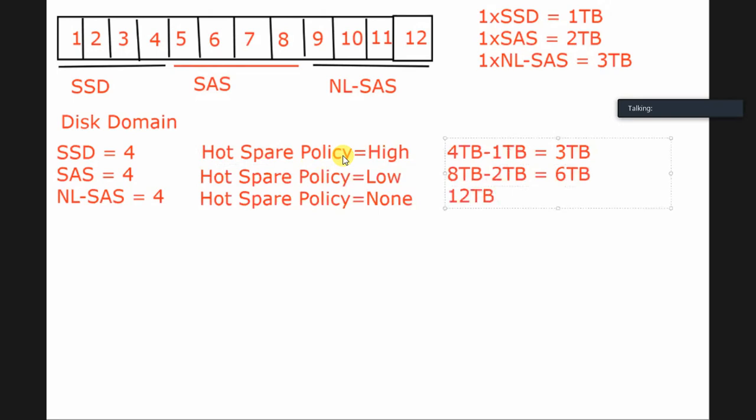So you do not have hot spare, 0 terabyte. So I don't reserve anything, and your size will still remain as 12 terabyte. So basically the total here, what do you get? 3 terabyte for SSD, 6 terabyte for SAS, 12 terabyte for nearline SAS. So this is what you will get after you subtract the hot spare. Okay, so this is the first level of virtualization. They virtualize it, then they take out the hot spare.